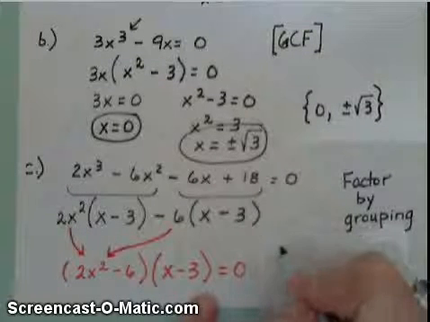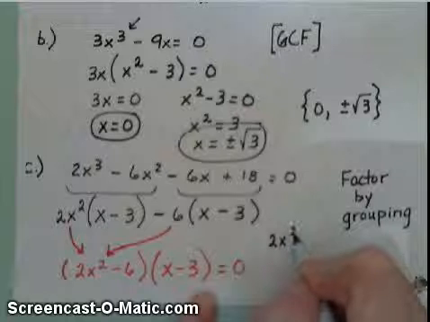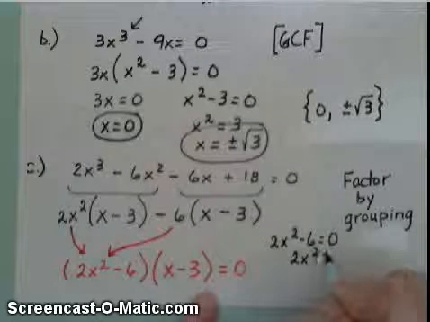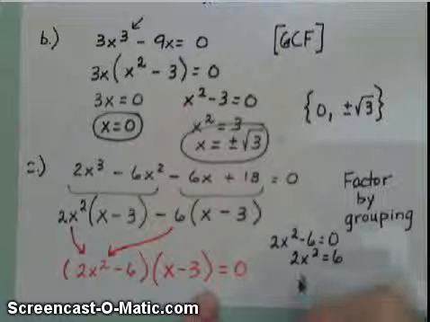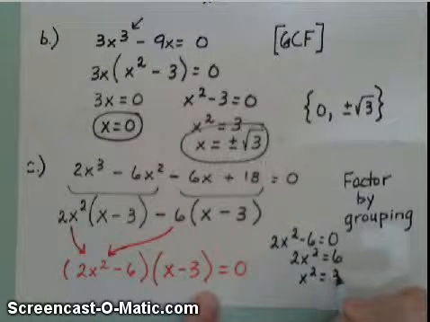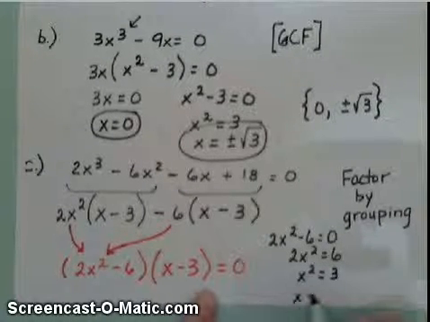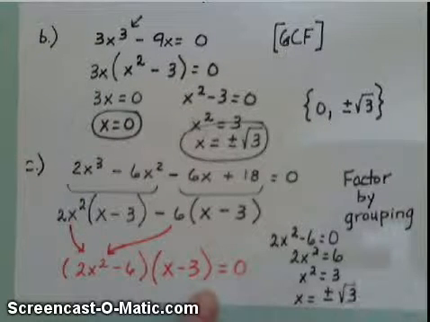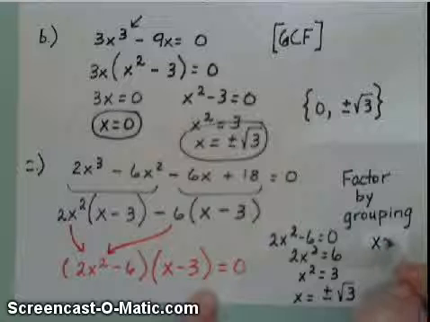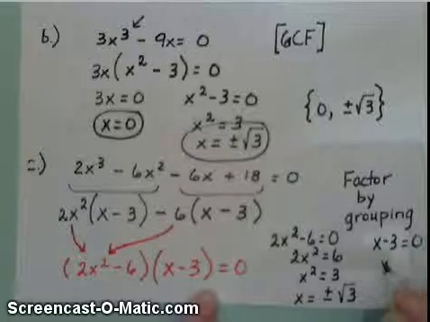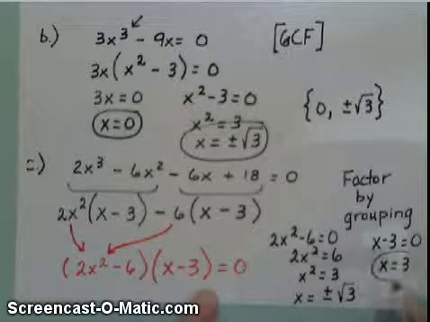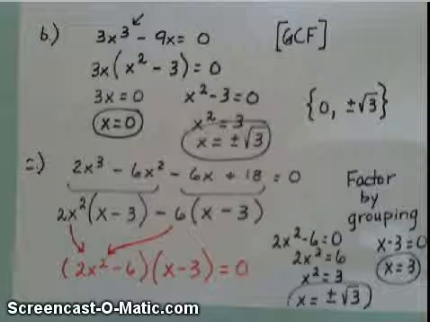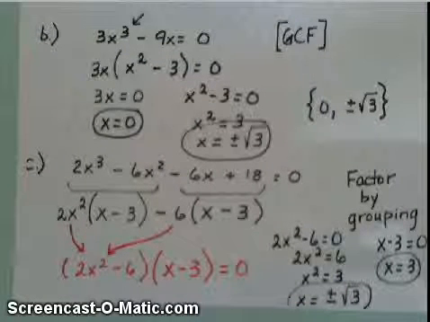Let's start here. 2x squared minus 6 is equal to 0. 2x squared is equal to 6. Divide that 2 out of there. You could have done it earlier. X squared is equal to 3. And x is equal to plus or minus, whenever you take the square root, be sure you put that, square root of 3. And the other one is x minus 3 is equal to 0. So x is equal to 3. So here are your solutions: 1, 2, 3.